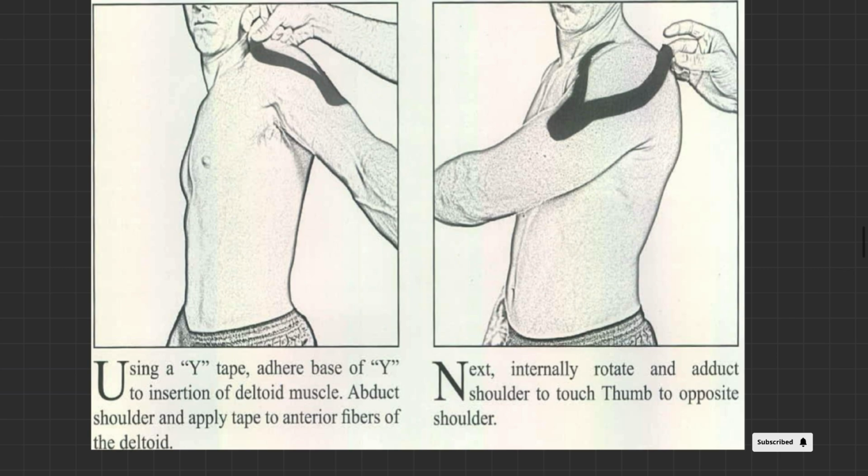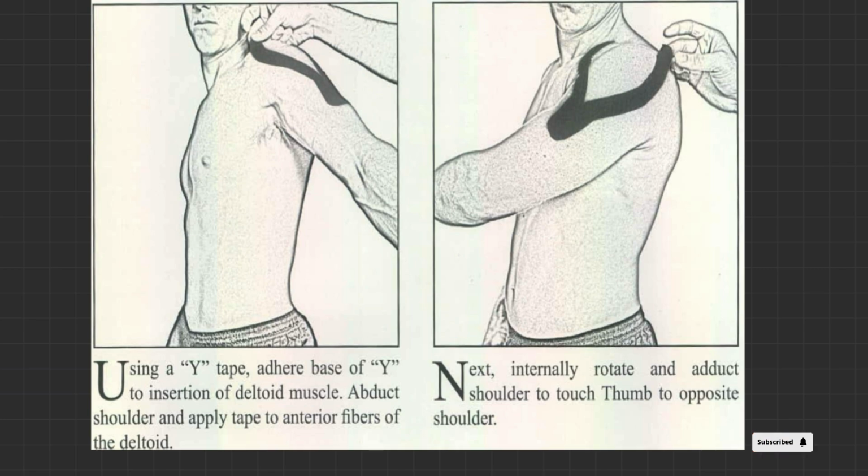Okay, now let us talk about how we can tape the deltoid muscle. So first of all, you have to cut a Y strip of the tape, then adhere the base of the Y to the insertion of the deltoid muscle. So this was our insertion point, so we will start the starting point of the Y here. After that we have to abduct the arm, abduct the shoulder and apply the tape to the anterior fibers of the deltoid. So while abducting the arm, we have to start taping the anterior fibers of the deltoid and we have to stop the taping over here.